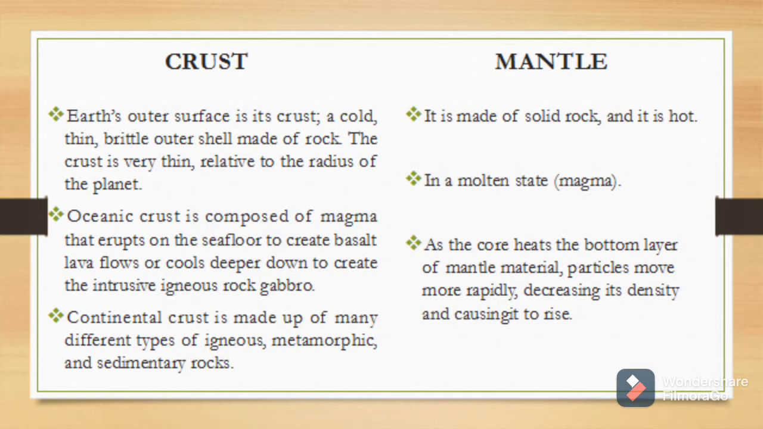The layer which starts after crust is called mantle. It is made up of solid rock and it is hot. It is present in a molten form called magma. As the core heats the bottom layer of the mantle material, particles move more rapidly, decreasing its density and causing it to rise.